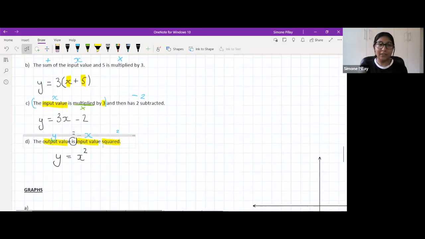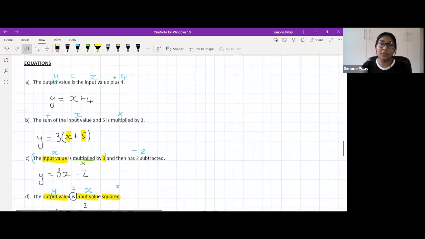Okay, that is it for today, guys. What have we done? We've done representing graphs, representing relationships, using tables, flow diagrams, and equations. I hope this made sense to everybody.